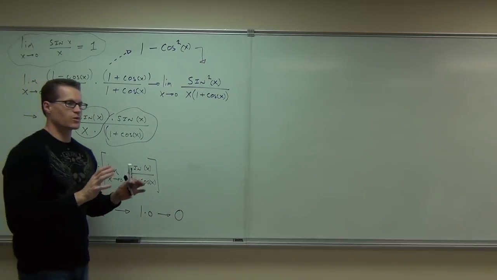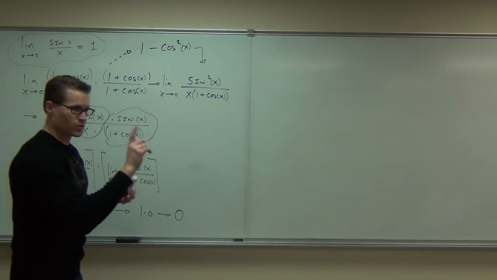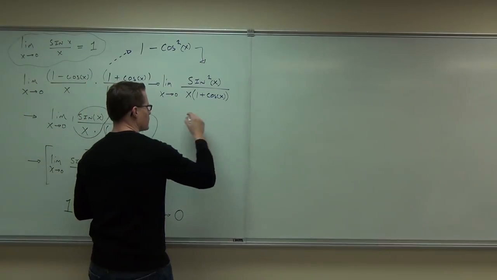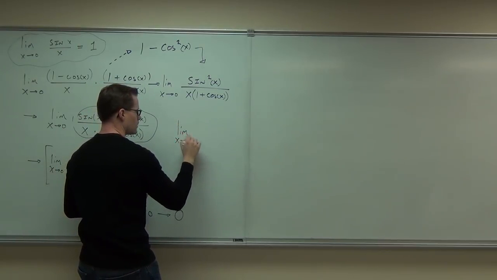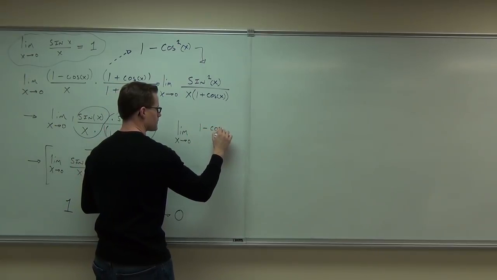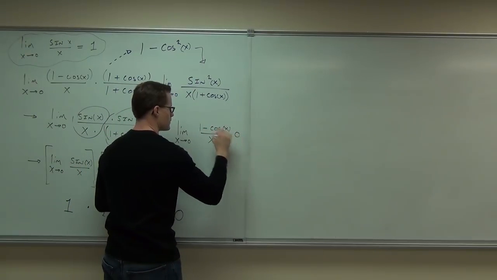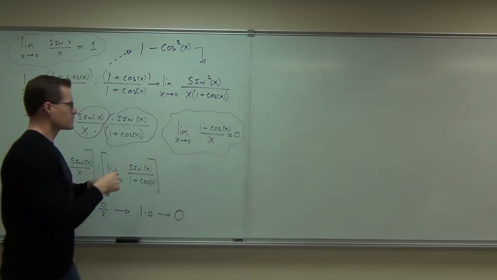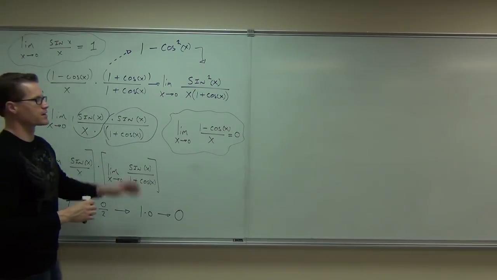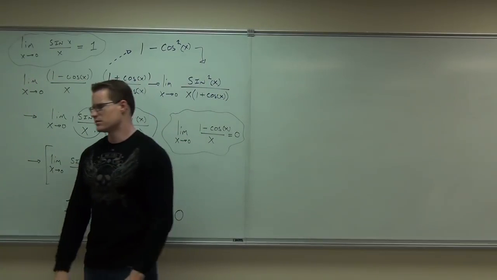What that says to us is we've just proved something else. We now have this identity, the first one we did, number 1. This is the second one. The limit as x approaches 0 of 1 minus cosine x over x is 0. Interesting.